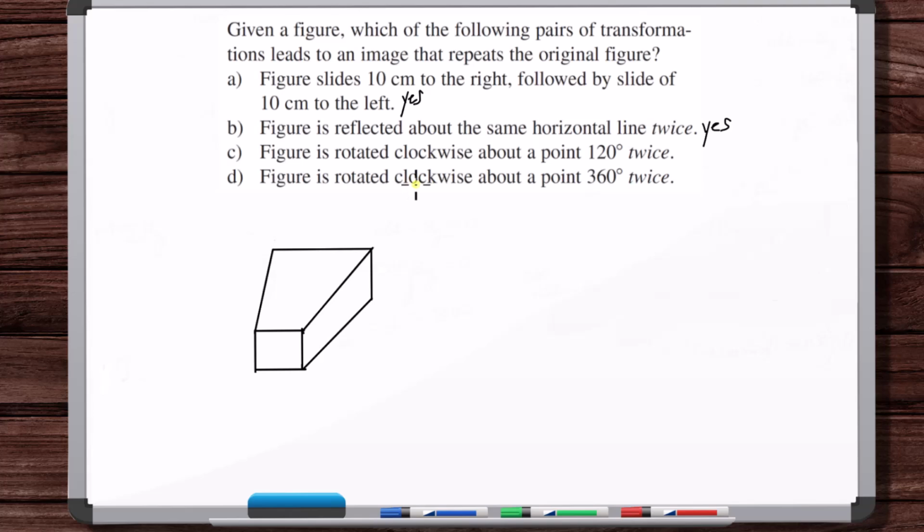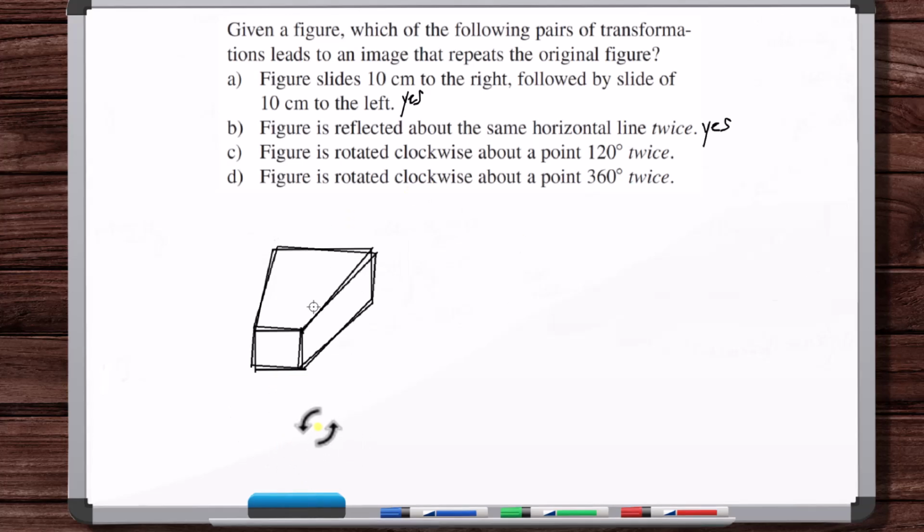Okay, figure is rotated clockwise about any point 120 degrees twice. So what's 120 times 2? That's 240. So no, unless you rotate 360 degrees for a general figure, you're not going to get the same image back. So, rotating it clockwise, 360 or some integer multiple of 360.